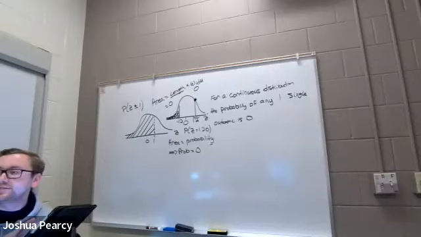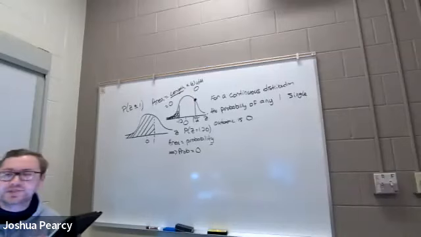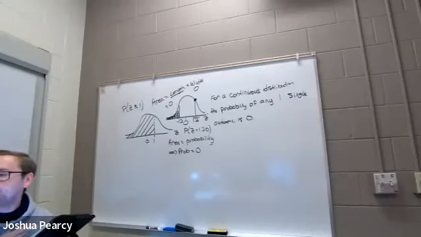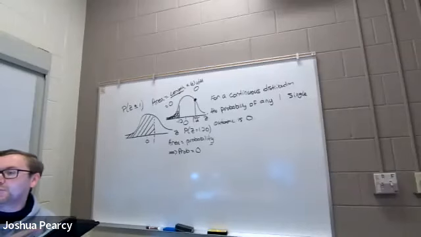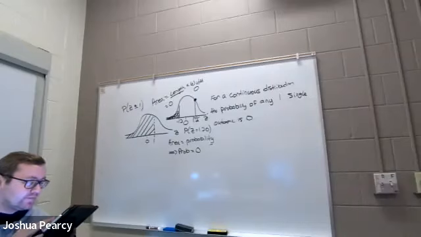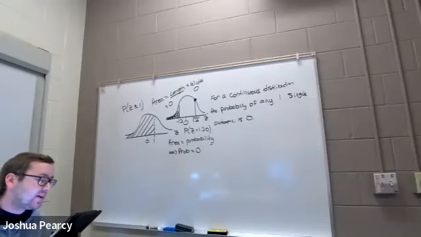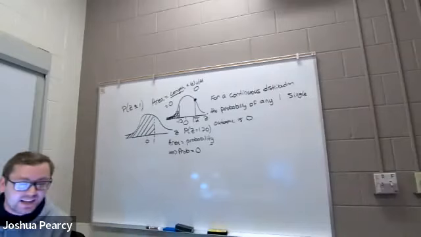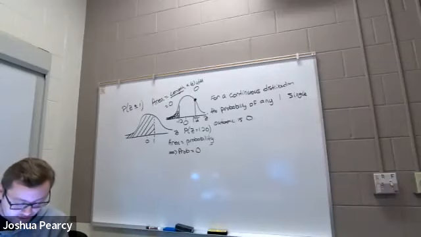Excellent. That is correct. You're just looking at the area to the left because it's less than or equal to. And the chart will tell you that already, so you don't have to worry about doing 1 minus it. Now the next one. It says, what's the probability of z being greater than 2.11?